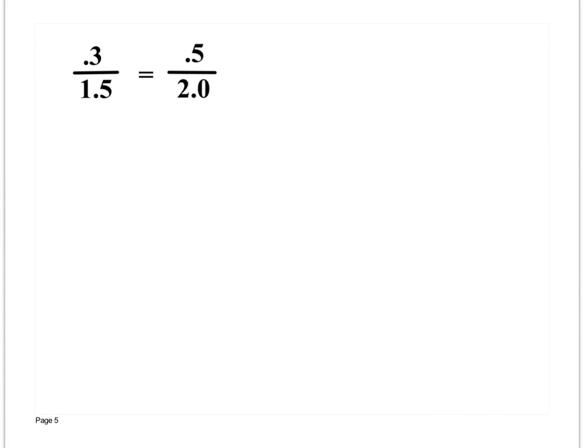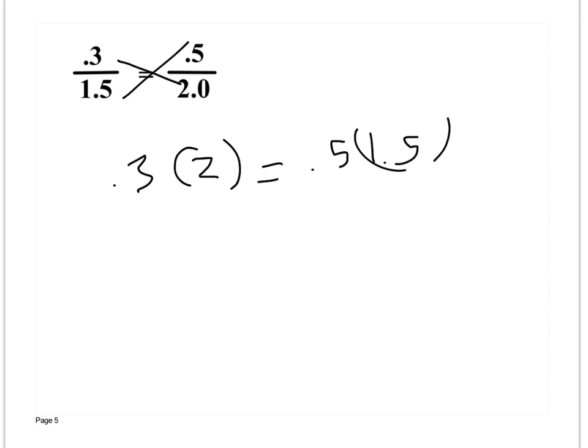Alright, so write this down. We need to use cross products to determine whether these ratios form a proportion. So I cross multiply. 0.3 times 2, see if it's equal to 0.5 times 1.5. 0.3 times 2, what we do is we take 3 times 2, which is 6, move the decimal over one time. So 0.3 times 2 is 0.6. Okay, 0.5 times 1.5. What is 5 times 15?